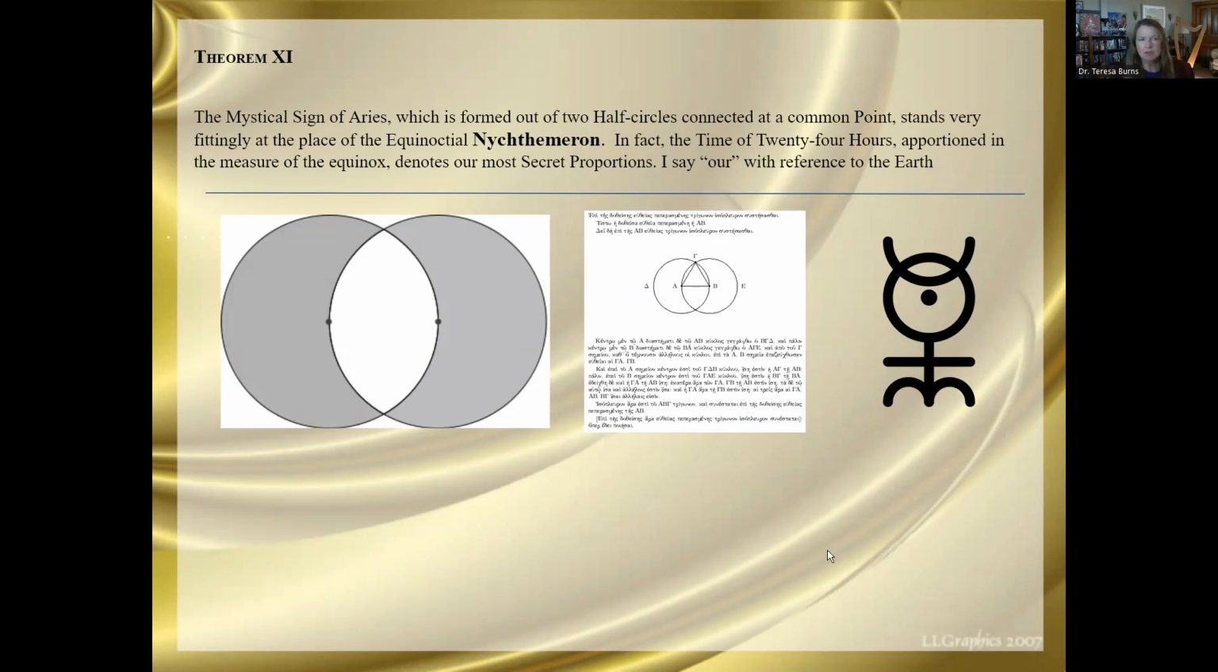Theorem 11, we looked at the mystical sign of Aries. If you watch my pointer here, you'll see I'm pointing to it in the monad glyph. It's that thing there at the bottom, formed of two half circles connected by a common point. There's the common point. And he says it stands at the place of basically the spring equinox, where days and nights are equal, hence these two overlapping circles. Remember that the year in Dee's time started at the spring equinox, not January 1st, like we do it now. And 24 theorems, 24 hours in a day divided by 2, oh, that's 12, that gets us here now.